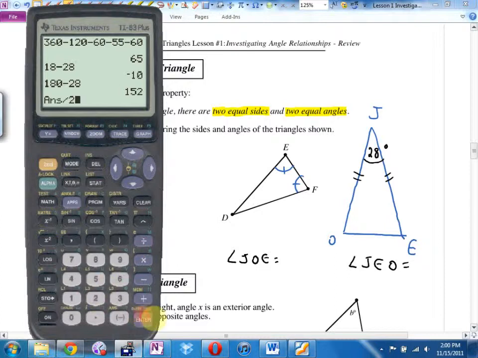Does that make sense? That very handy trick that I just showed you right there, we're going to use that an awful lot. If you know it's an isosceles triangle, very handy, because you know two of the angles are the same. You can find them by dividing by two.